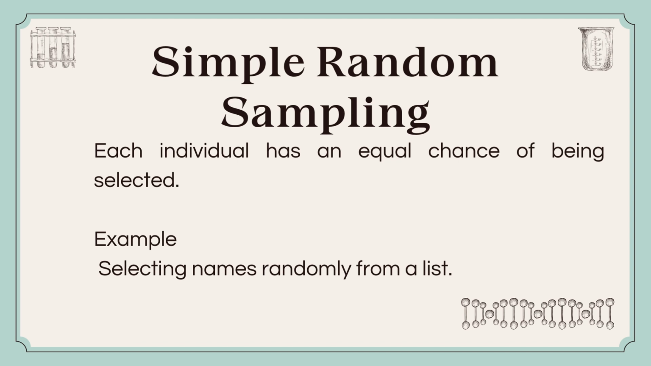So we have simple random sampling. This is just randomly picking out individuals from a population, just like picking out balls out of a box, right? It's just random. Or selecting a name from a list, right? That is simple random sampling. Everyone has a chance of being selected in that setting.